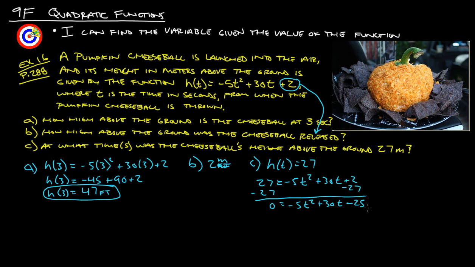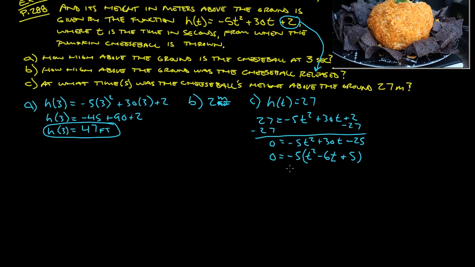And thankfully, all of these have a common factor of 5. I'm going to take a -5 out because I don't like dealing with a negative t squared. So we'll do 0 equals -5 times, divide all these by -5, and we get t squared minus 6t plus 5. Now we want to try to factor this.